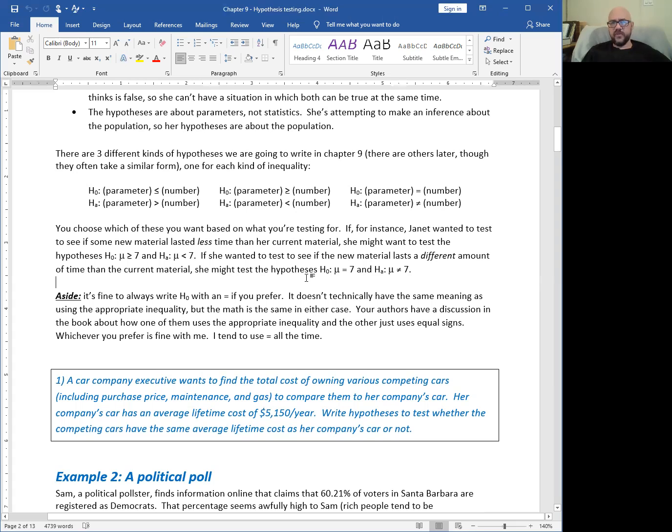If she wanted to test the hypothesis that the mean lifetime of these pans is not 7 years, but doesn't know which direction she thinks it's going to go, then it's not equal to, and then the null is equal to. A thing I do want to point out here, this is always fine. You can always just stick an equal sign in the null hypothesis, even though that doesn't actually cover all the options. It turns out that kind of doesn't matter.